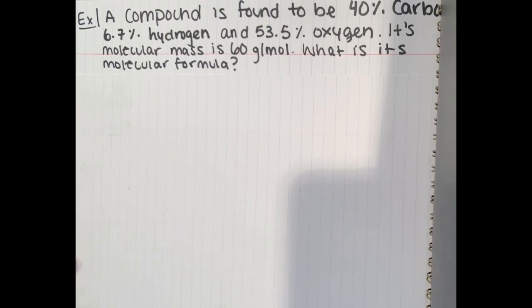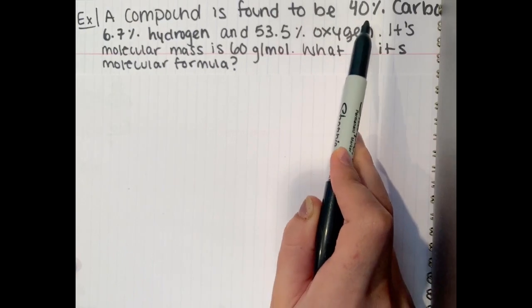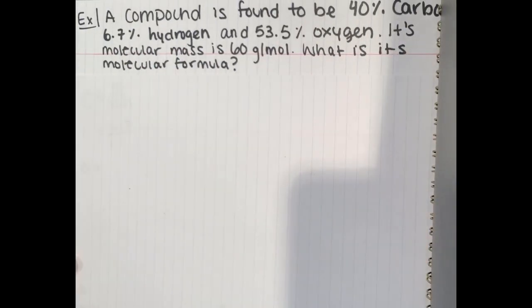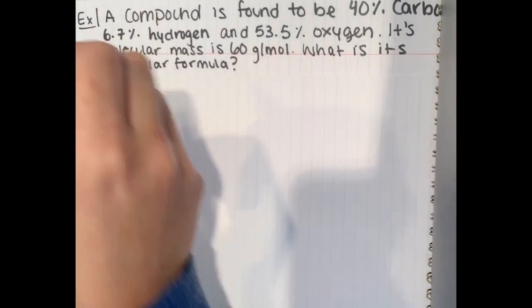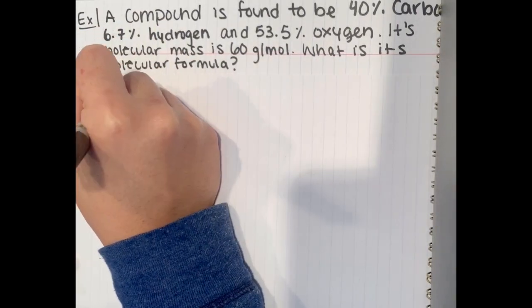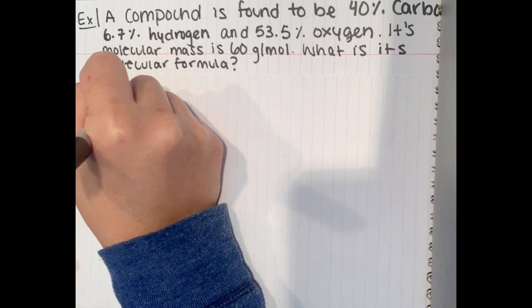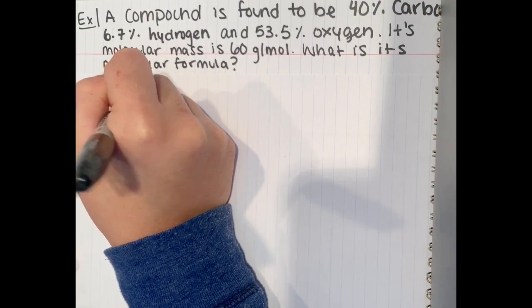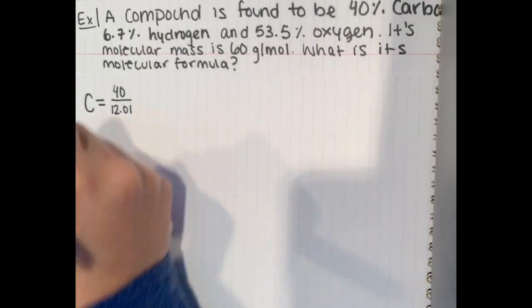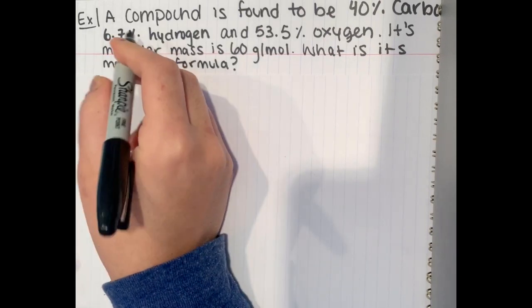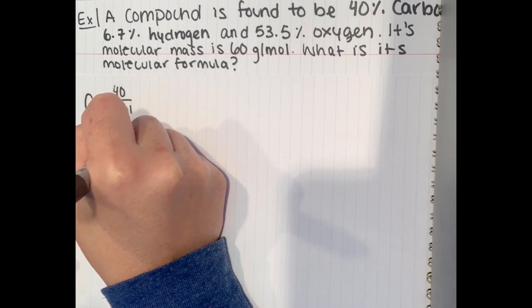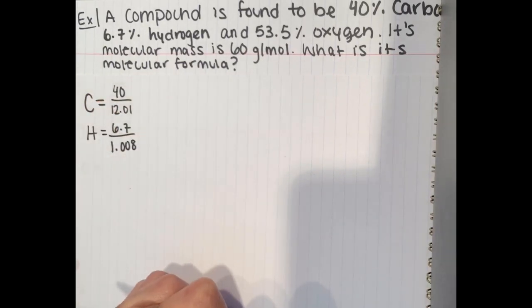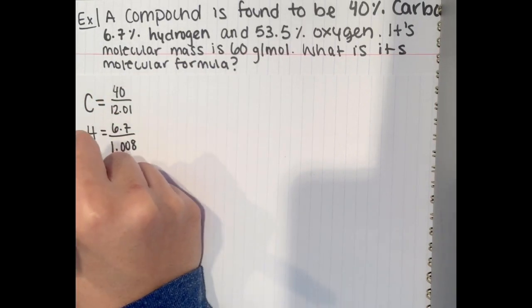So step one is to divide the percent composition of each element by its molar mass. So for example, for carbon, the percent composition is 40. I'm going to divide it by its molar mass, which is 12.01. Then I'm going to do it for hydrogen. The percent composition for hydrogen is 6.7, and I'm going to divide it by its molar mass, which is 1.008. And then I'm going to do it for oxygen.